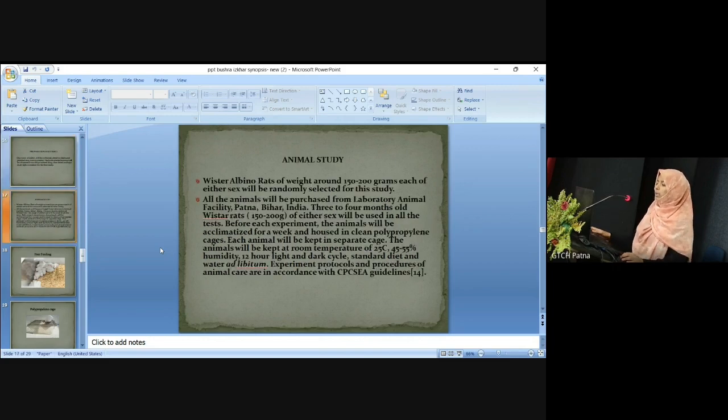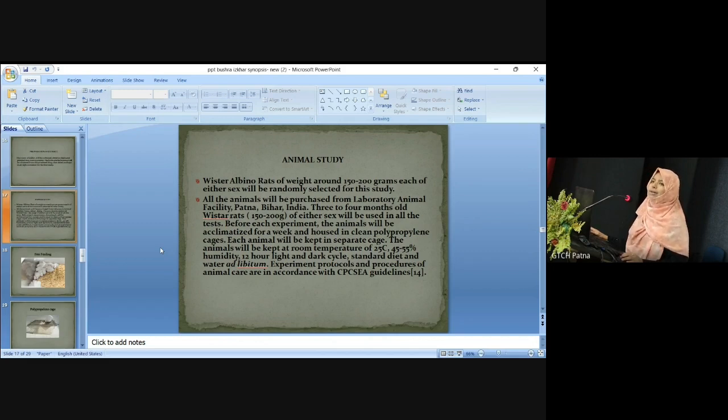Animal study. What animals will I take in my study? It is a very common species of rat, the Wistar albino rats, which I'll be taking at a weight of 150 to 200 grams each, of either sex. This study will be randomly selected. All the animals will be purchased from the laboratory animal facility in Patna or from the veterinary college if they are providing. Then 3 to 4 month old Wistar rats should be selected for the study, as too young or too old Wistar rats can affect the readings of the study.